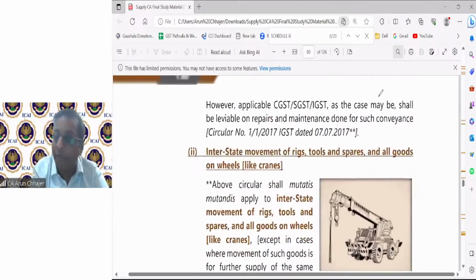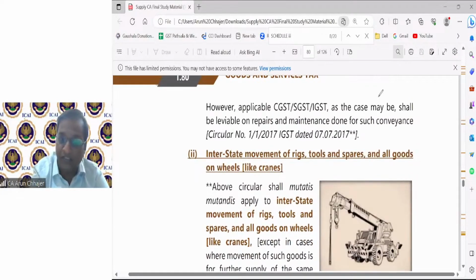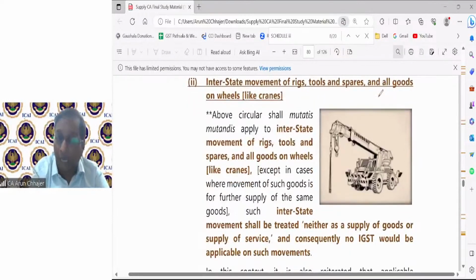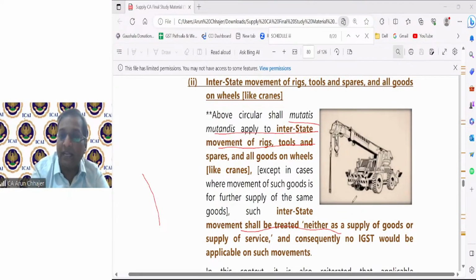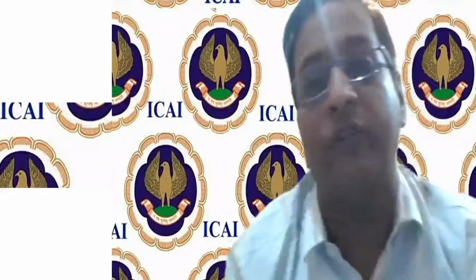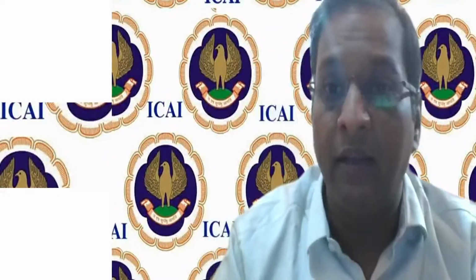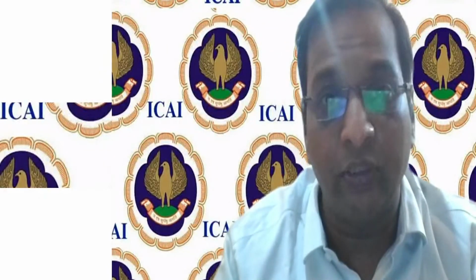And interstate movement of the rigs, tools, spares, and all goods on wheels like cranes, etc. The above circular is also clarifying that it shall apply mutatis mutandis to the interstate movement of the rigs, tools, spares, and all goods on wheels. Such interstate movement shall be treated as neither supply of goods nor supply of services. So this is the completion of Schedule 3.